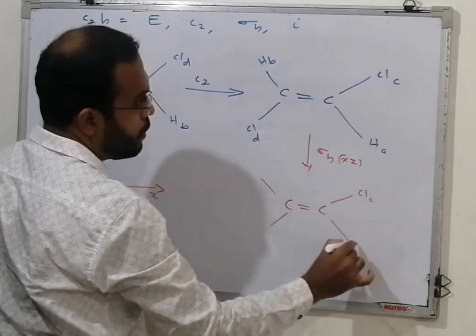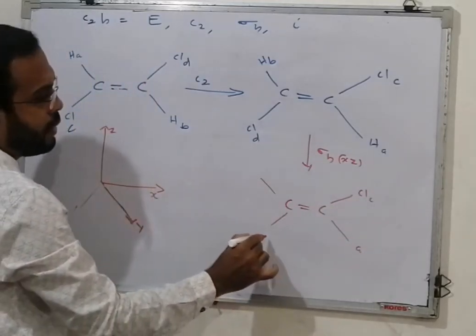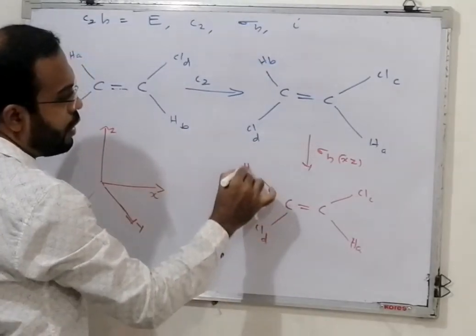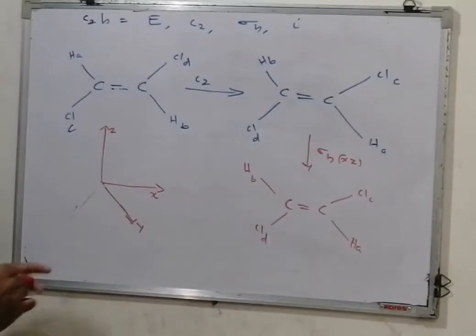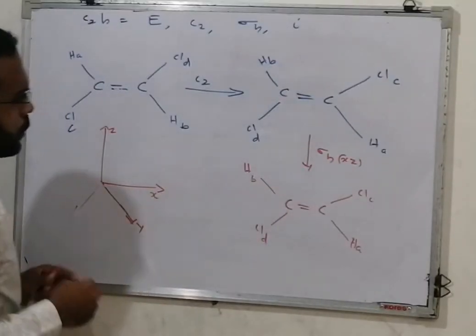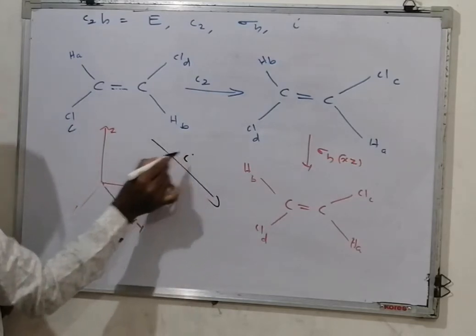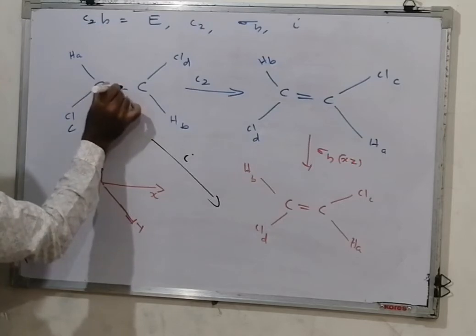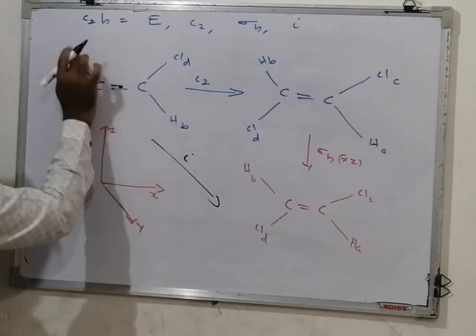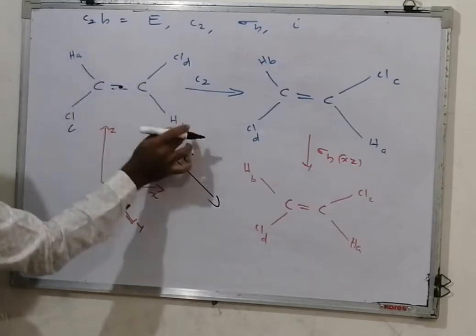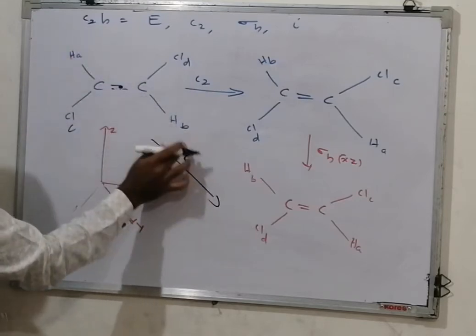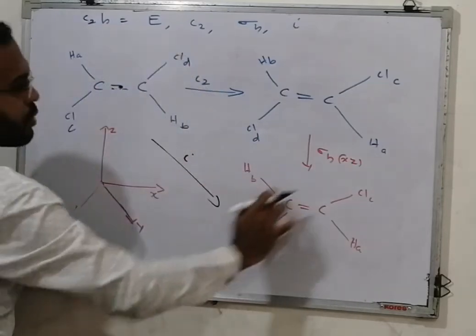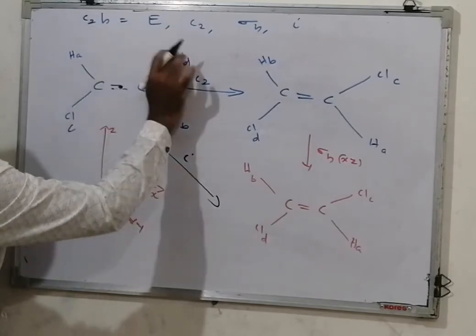ClC, ClA. This is H, D, H, B, because it's a molecular plane. Now, what is this? This is I. I means center of inversion. Suppose you have a point here. From the point, with inversion, H and H you can invert. That is HB here, HA here. Cl can be inverted because you have a center of inversion. Here is a chlorine, here is a chlorine.